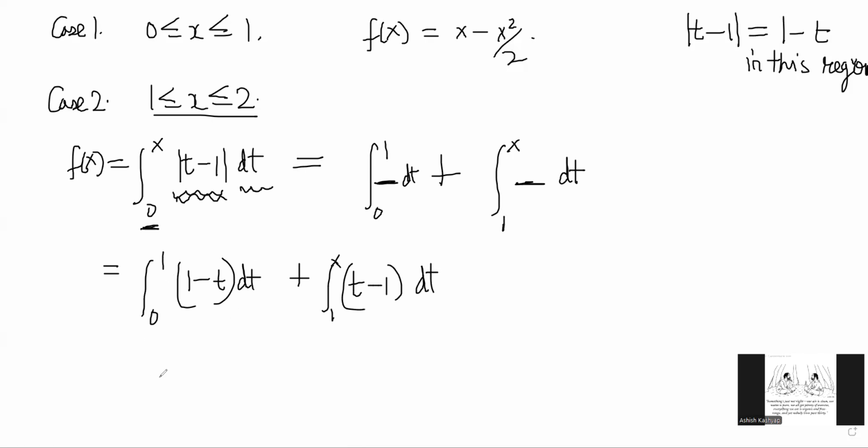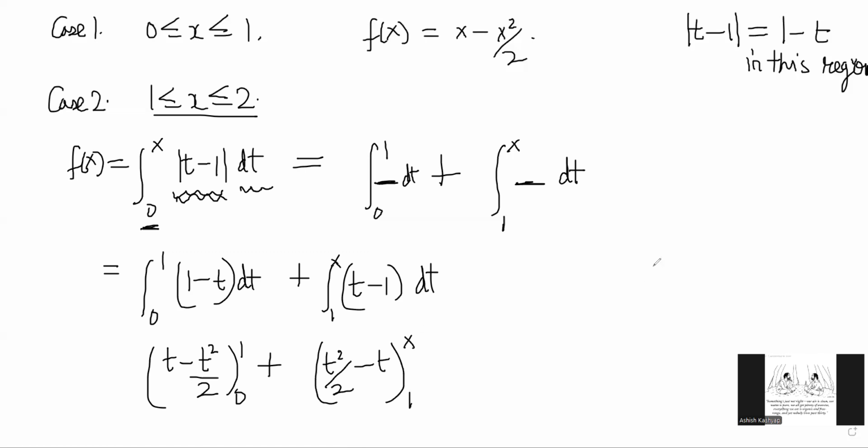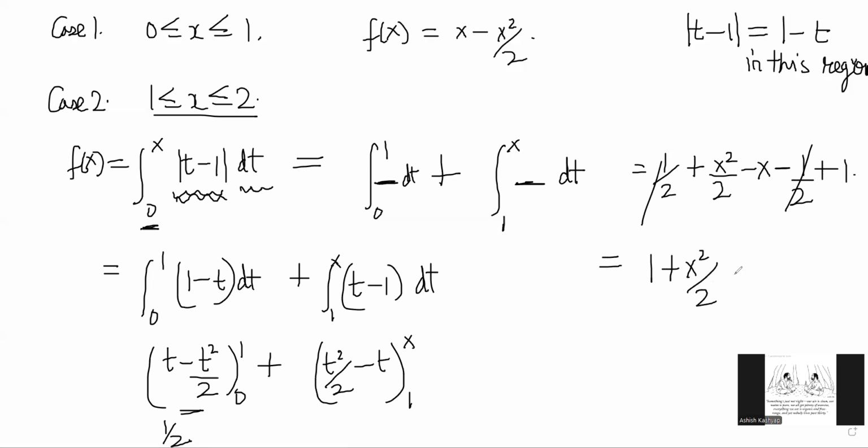And now let's calculate this integral. It is t minus t square by 2 from 0 to 1 plus t square by 2 minus t from 1 to x, right? So this becomes basically 1 minus 1 by 2 from here, so 1 by 2 overall. So you have 1 by 2 plus, when you put x here, x square by 2 minus x minus 1 by 2 plus 1, right? So this gets cancelled, 1 by 2 and minus 1 by 2, and you get 1 plus x square by 2 minus x. That becomes your function in the second case, right?